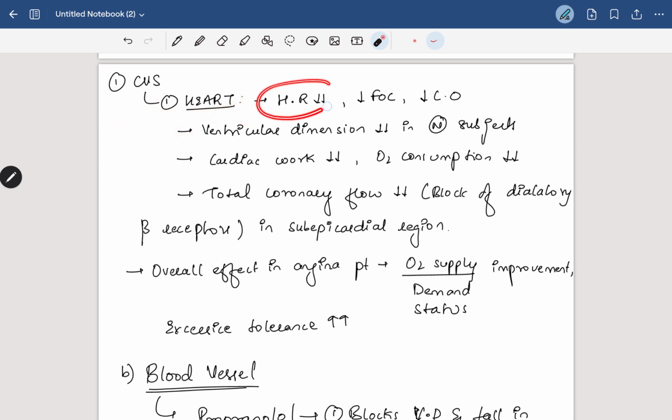So therefore there is decrease in heart rate, decrease in force of contraction, decrease in cardiac output. There is decrease in ventricular dimension in normal subjects, decrease in cardiac work, and decrease in oxygen consumption. The total coronary flow is also decreased in the subepicardial region. Why is this happening? Because there is a block of dilatory beta receptors.